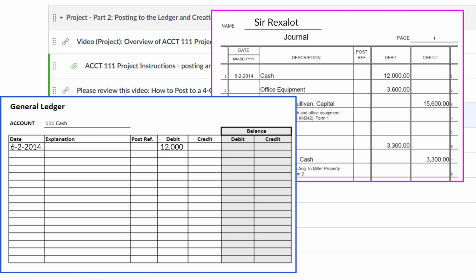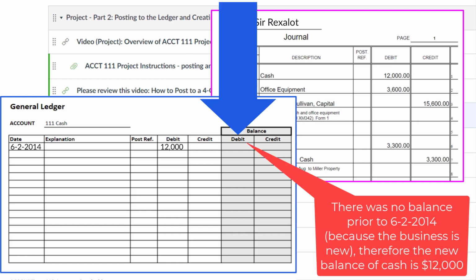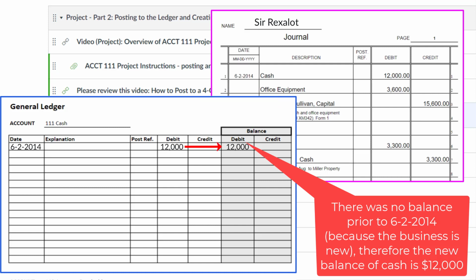And then we need to update our balance. If you look at the prior line in the ledger, there is no balance. So 12,000 is the new balance. So we put 12,000 in the balance column.